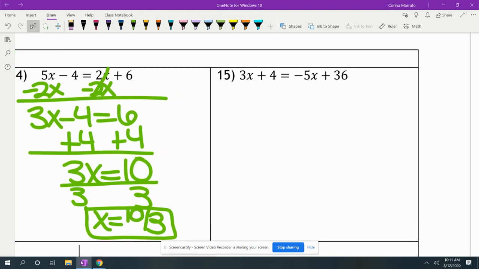All right, and the last example like this, we're going to go ahead and take 3x plus 4 equal to negative 5 plus 36.